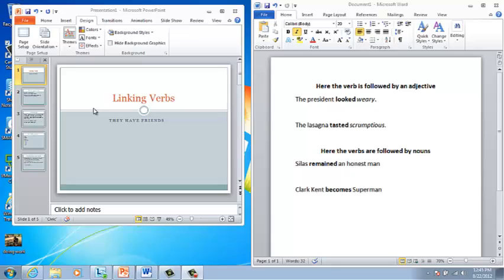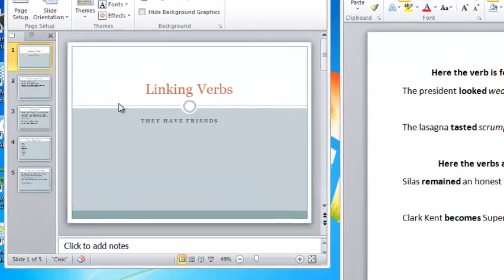If you remember, last time we talked about intransitive verbs. Intransitive verbs can end a sentence or they are followed directly to the right by an adverb. Linking verbs are different. Linking verbs connect the subject of the sentence to a predicate noun or predicate adjective.